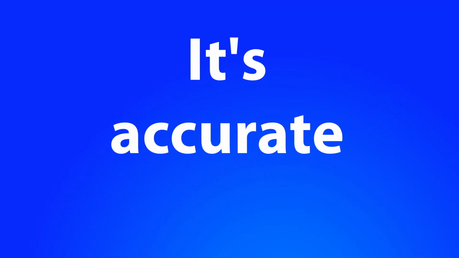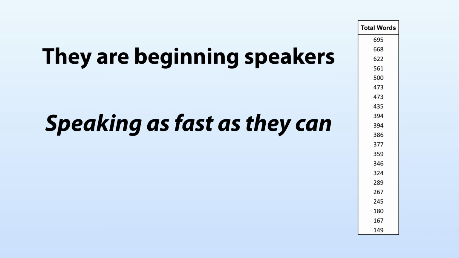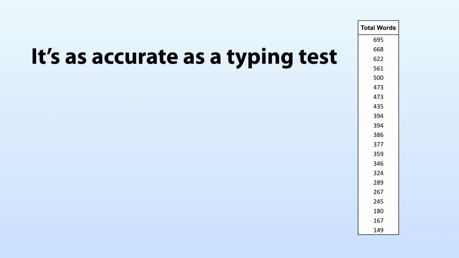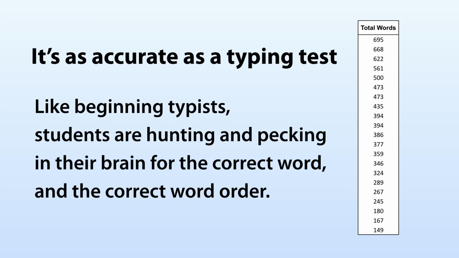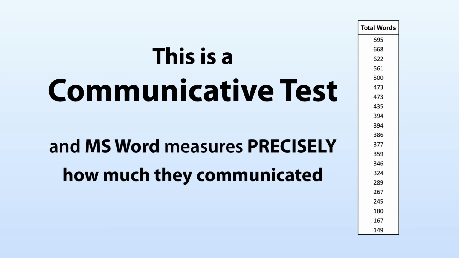It's accurate. They are beginning speakers, speaking as fast as they can. It's as accurate as a typing test. Like beginning typists, students are hunting and pecking in their brain for the correct word and the correct word order. This is a communicative test, and MS Word measures precisely how much they communicated.